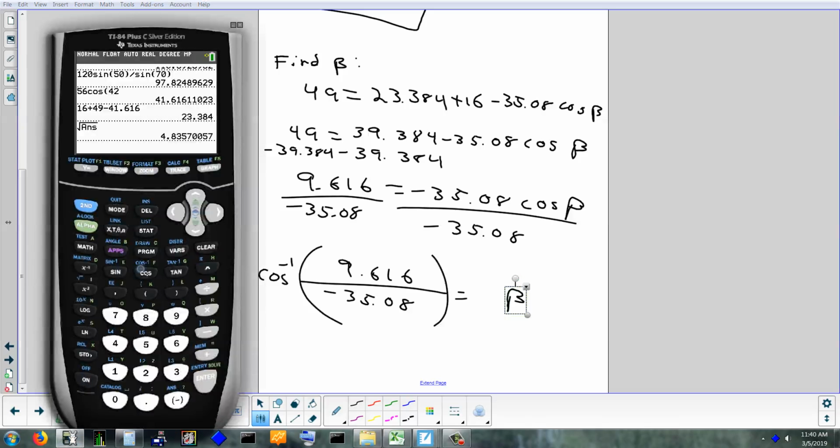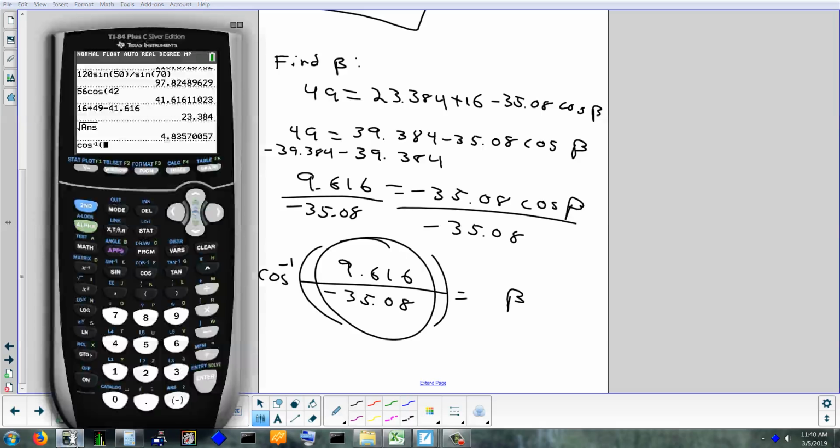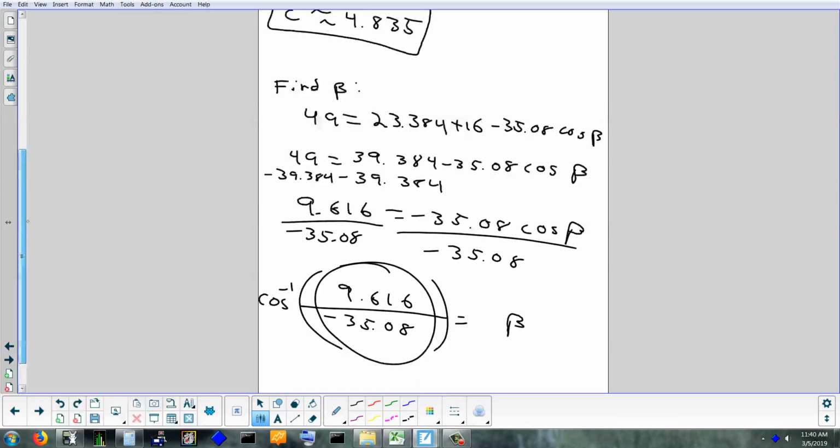So let's see what we get. Now, if what's in here is bigger than 1, don't even type it in, because it's not going to work. If the number on the top has a bigger absolute value than the one on the bottom, it's not going to work. But when you divide 9 by negative 35, you're going to get a decimal between negative 1 and 1. So that's good. So let's see what we got. 9.616 divided by negative 35. Okay, so we get 105.909.